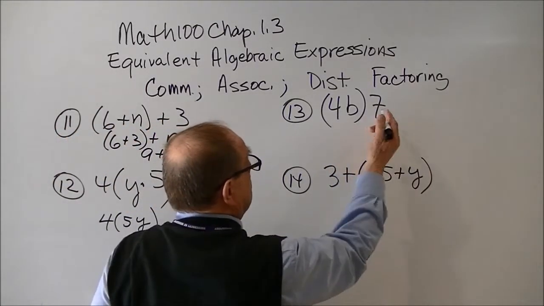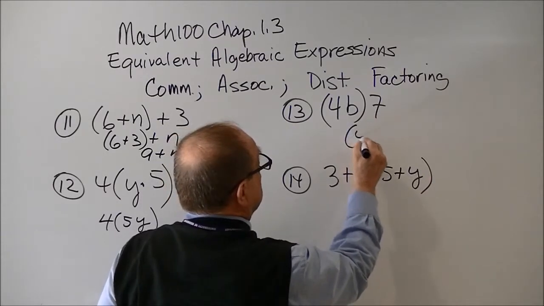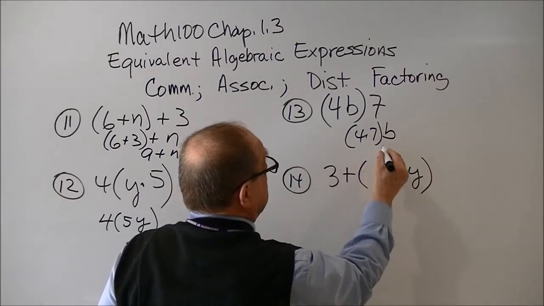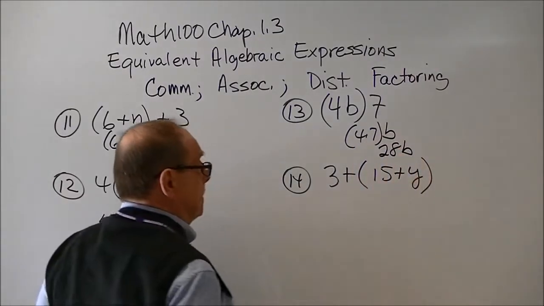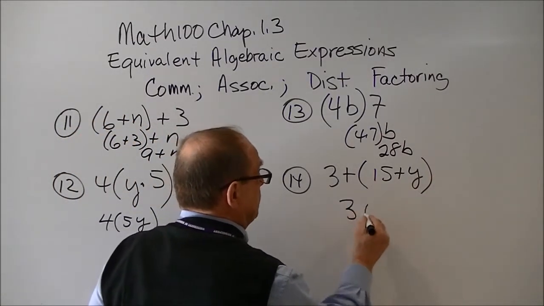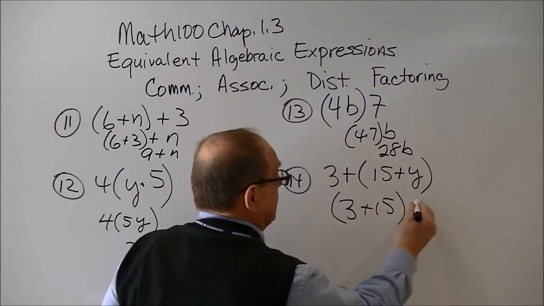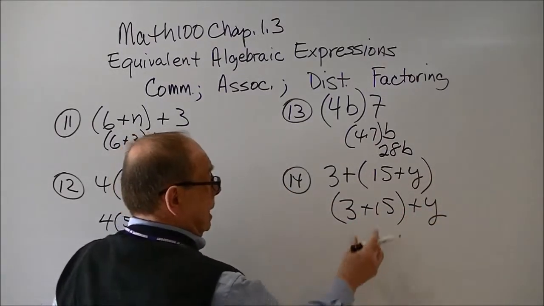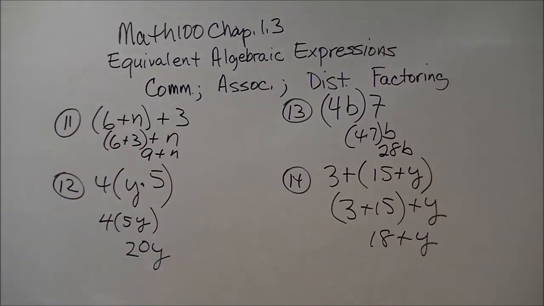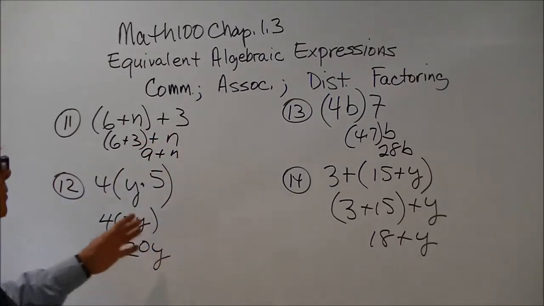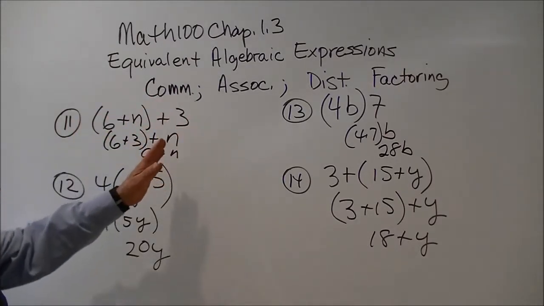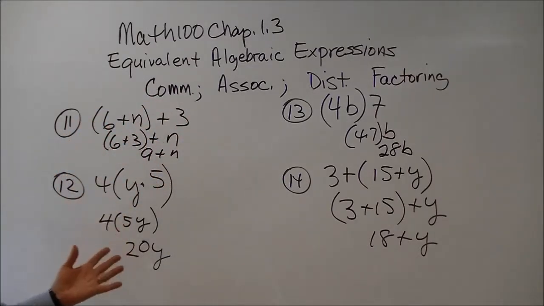Now here, again, we're switching the 7 and the 4. 4 times 7, b. So 4 times 7 is 28b. And here we're going to regroup 3 plus 15 plus y. And that's then 18 plus y. And these are skills we often take for granted, and we just do them normally. But the rules are there, and it's legal to do that.